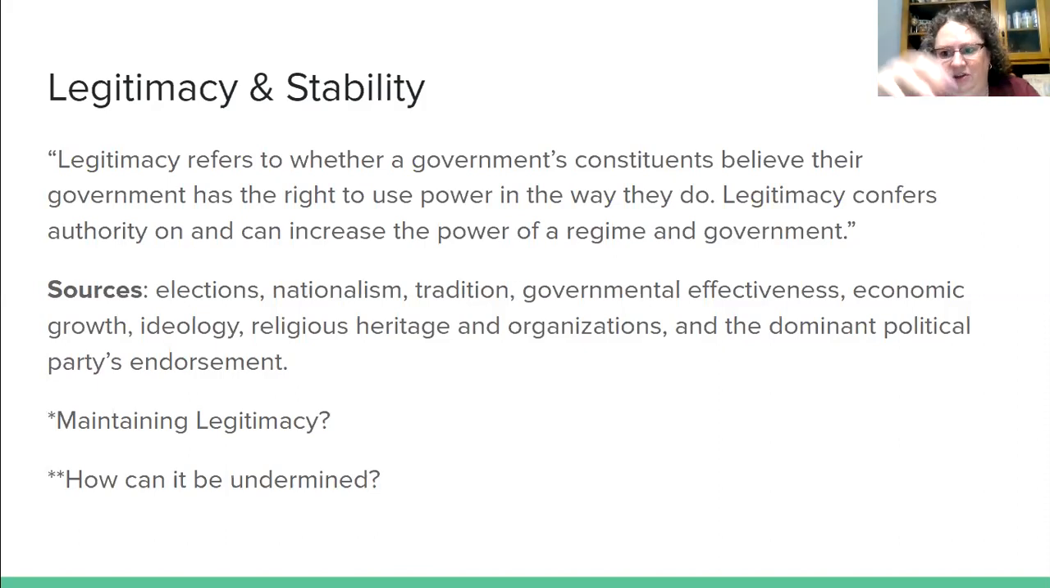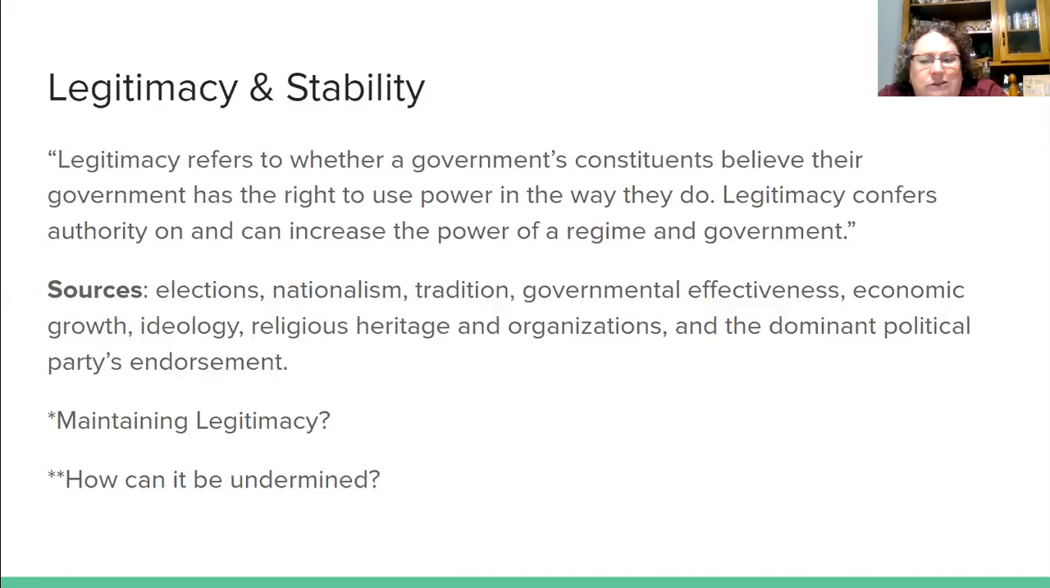Okay, I've listed a bunch here. These are all the things that the College Board tells us are sources, they're in the College Board list. Obviously elections are sources of your legitimacy, right? And how stable your government is has to do with the perception of legitimacy. Nationalism can be a source of legitimacy. Tradition. How effective is your government?